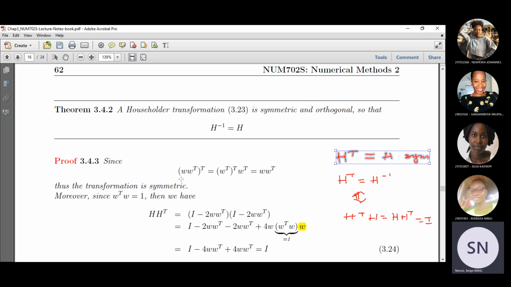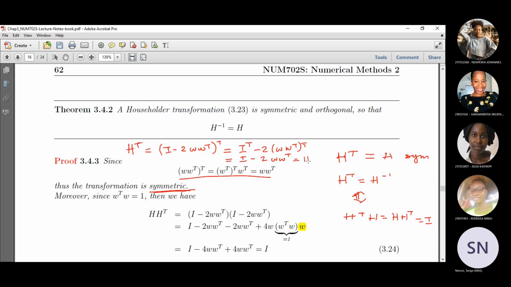You see that this fact gives us symmetry, right? Why? Because if I write H transpose, it is identity minus 2 W W transpose, transposed. Now, if I expand this, this will give me identity transpose, which is identity, minus 2 times (W W transpose) transpose. And this W transpose transpose is exactly W, and we obtain that. So if I use this result, that will be equal to identity minus 2 W W transpose. And what is this? This is exactly H. So symmetric.